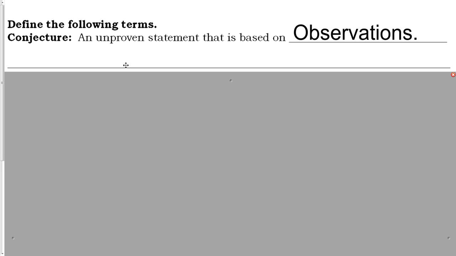So, you should have a note sheet with you. And we're basically going to go through that, and then you'll have a little bit of time to practice with these new words and sort of understand what they mean.